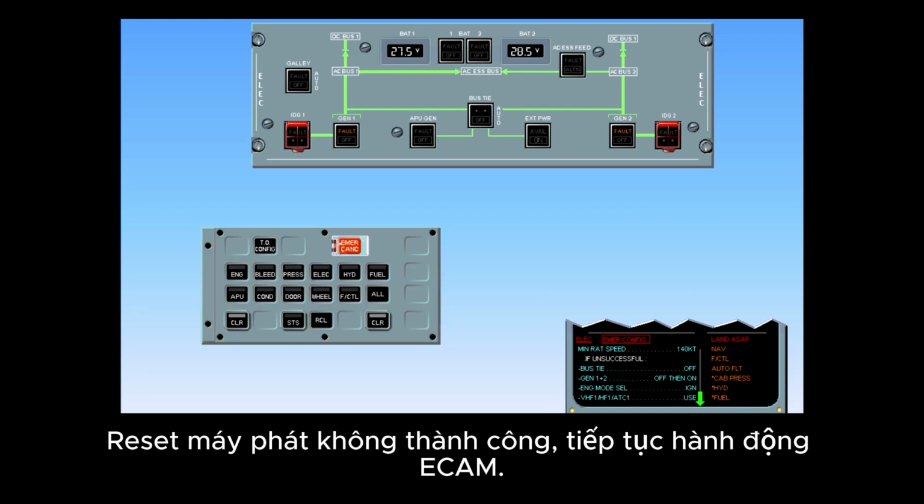An ECAM page can be displayed on the upper ECAM by pressing and holding its associated push-button switch on the ECAM control panel. The switch must be held, otherwise the display will revert to the engine warning display. Call the ECAM electric page.